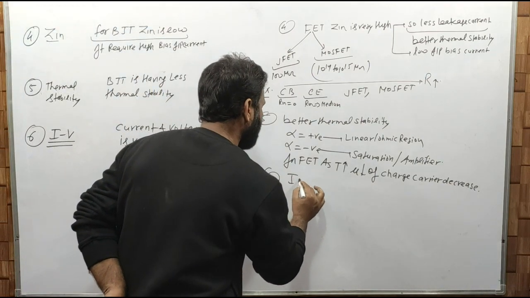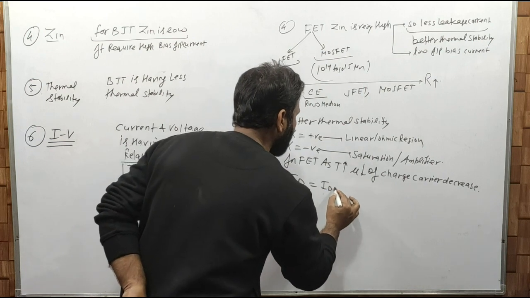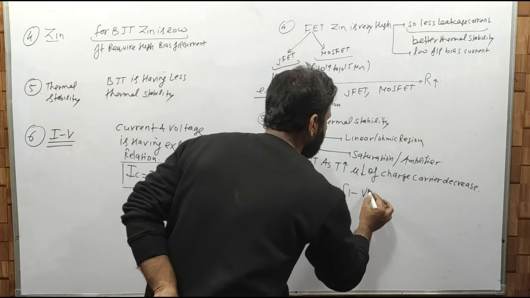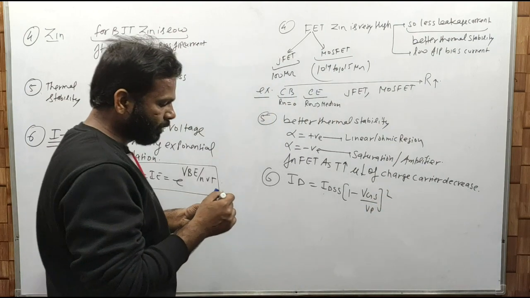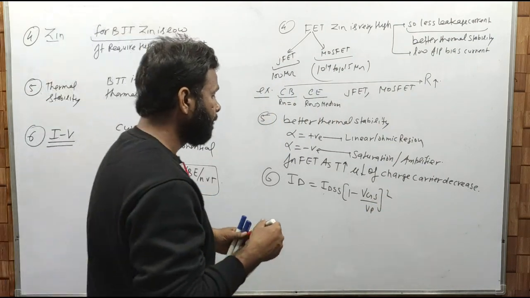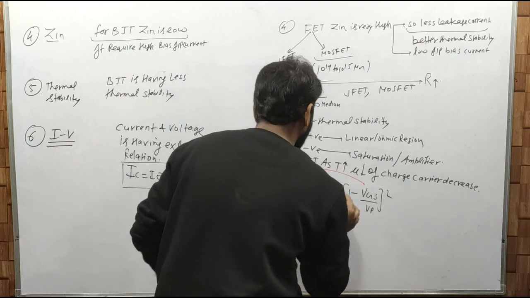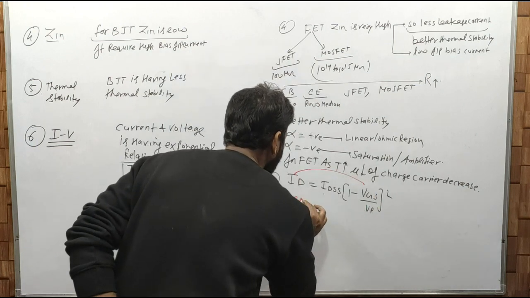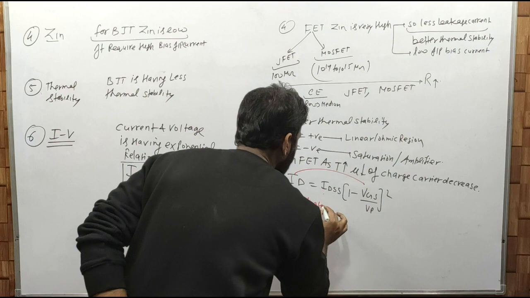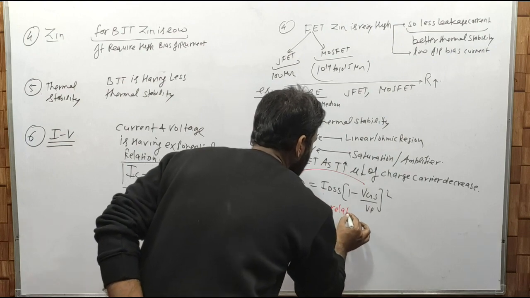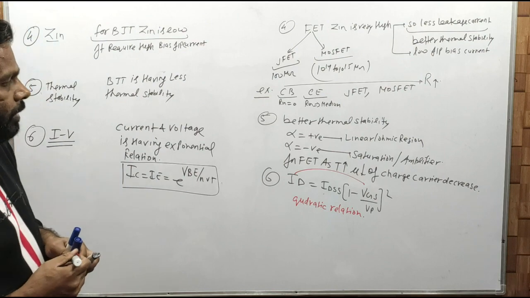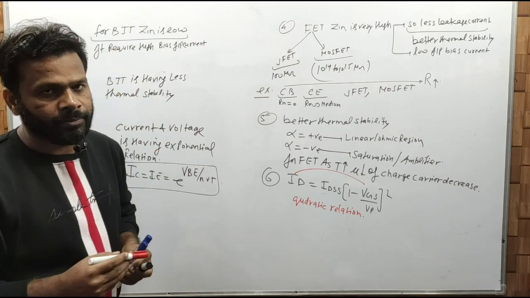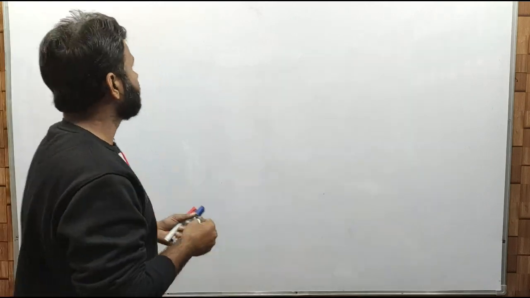the output current ID equals to IDSS1 minus VGS upon BP का square. So we are having the quadratic relation. क्लियर है यहाँ तक? आई होप सो ये 6 पॉइंट भी क्लियर हो गए होंगे. नाउ नेक्स्ट 7th पॉइंट से स्टार्ट करते हैं. नाउ 7th पॉइंट समझते हैं.